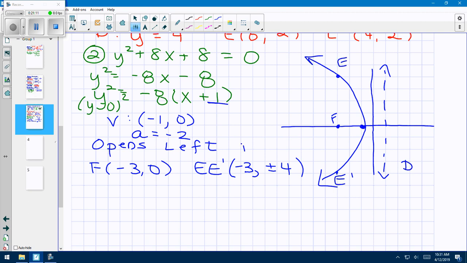But the directrix is the last thing over there. The directrix is the equation x equals, because it's vertical, and in this case it would be x equals 1. Okay.